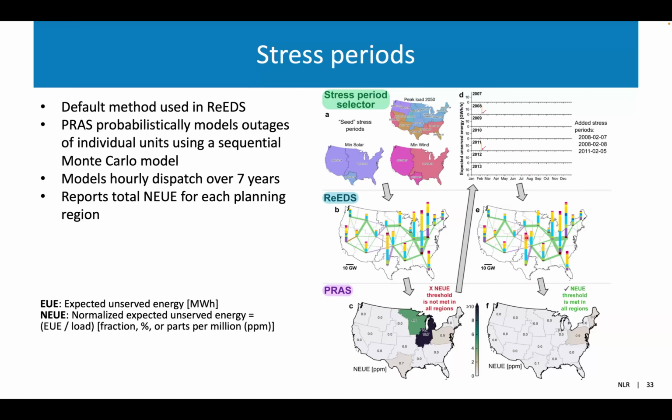Step B through E will continue to repeat until either the NEUE in all subregions is below the threshold, like you see here in step F, or if the maximum number of iterations set by the user is exceeded, at which point the model will move on to the next solve year and start again in step B.